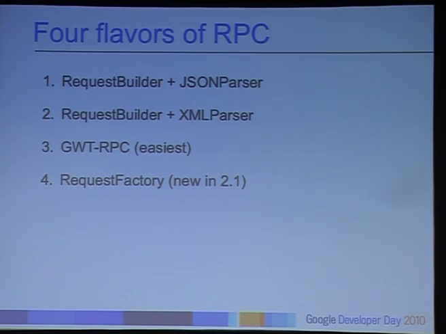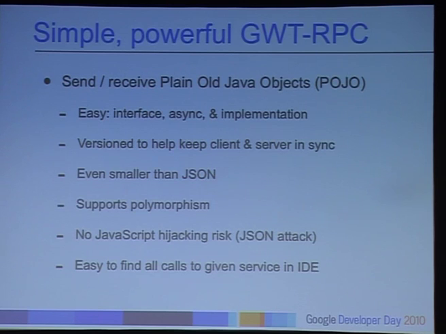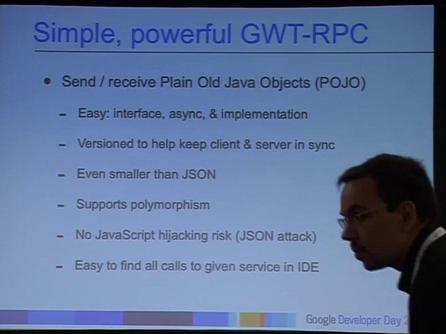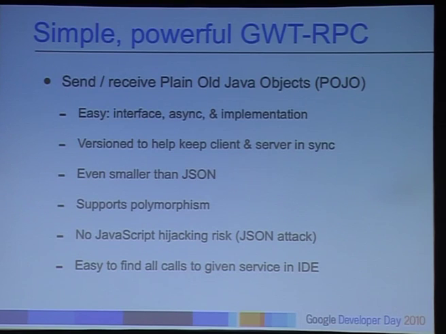By way of review, if you've used GWT before, you know there were three flavors of RPC that you could do previously. You could use the Request Builder class to make a request for either JSON or XML, and then parse that. And the easiest way has always been GWT RPC. GWT RPC allows you to send and receive plain old Java objects to and from the server. So you just write an interface that defines your service, and you can send any type of domain object to the server. The GWT compiler will generate the serializer and deserializer classes that are necessary to convert that Java object to JavaScript and transmit and receive the JavaScript. And you don't have to worry about any of that.